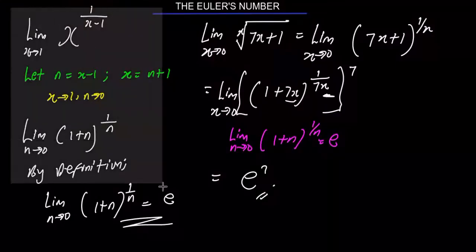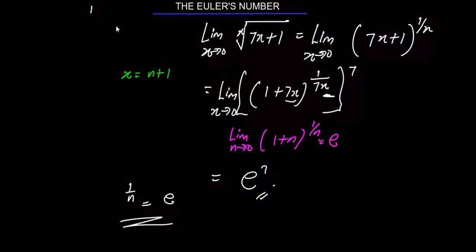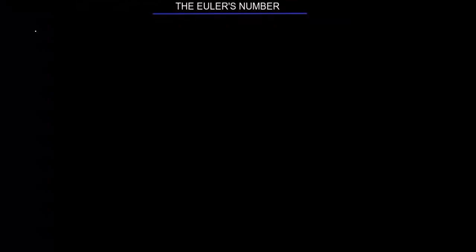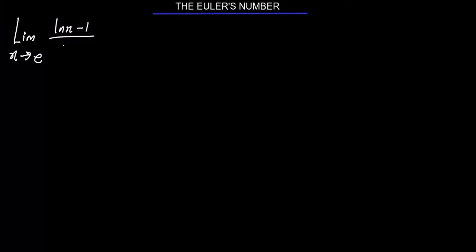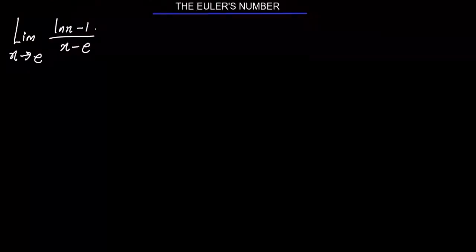Okay, let's look at some more challenging problems also. Let's see, if you have the limit as x tends to e of (ln x minus 1) all over (x minus e). Let's see how we can solve this using Euler's identity.